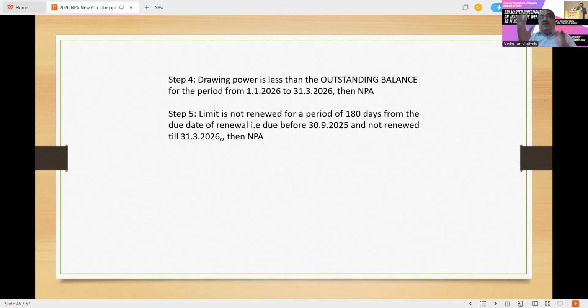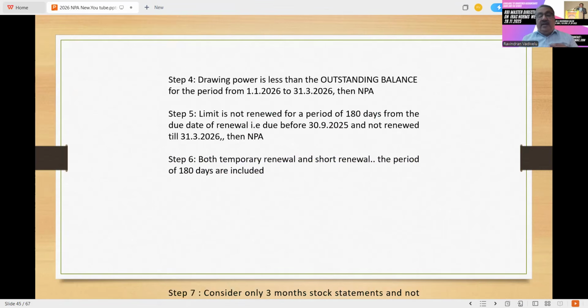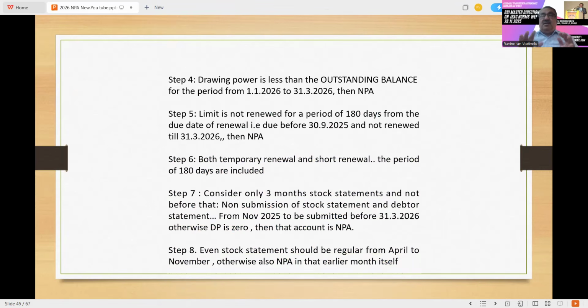Here, during that 180 days, the bankers may give some temporary extension or ad hoc extension of the due date. Okay, everything is permitted within this 180 days and it should not exceed 180 days. So here I will tell once again, a loan has to be renewed within a period of 180 days from the original due date and not from the ad hoc renewal date. So this point you have to bear in mind.